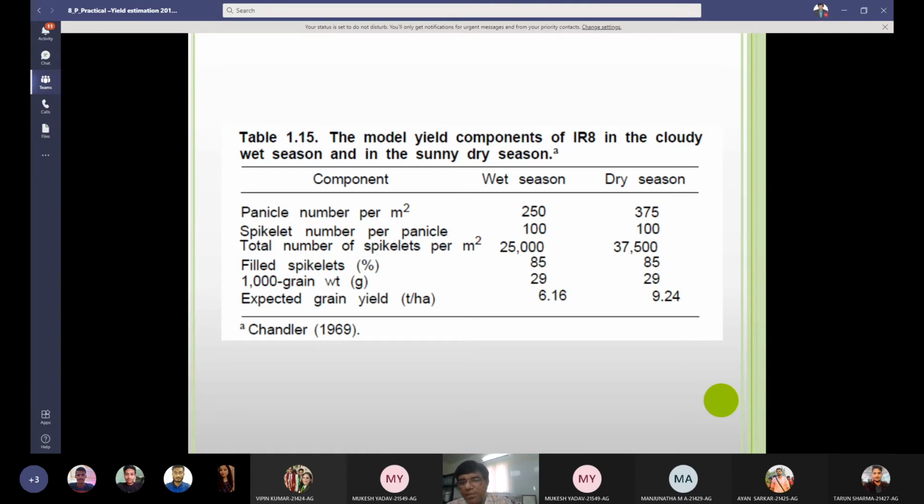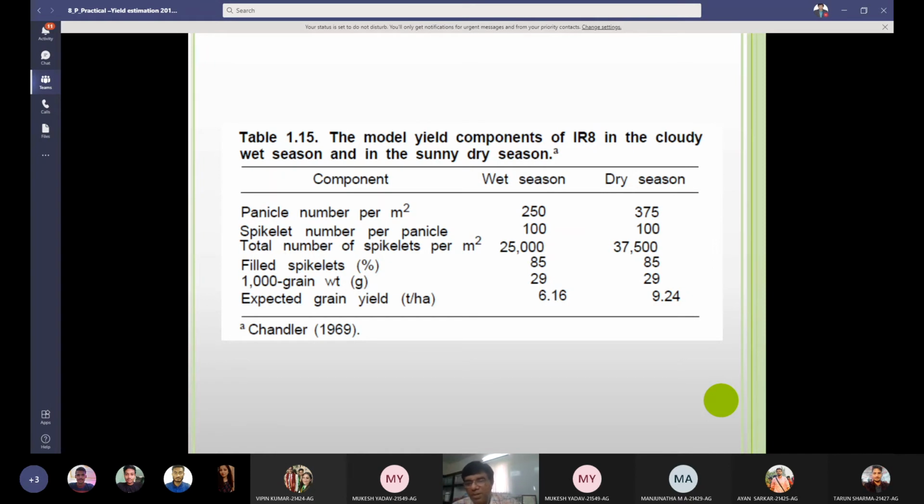Then spikelet number is the same, 100 and 100 in both seasons. The total number of spikelets per meter square was more in dry season because there may be better development of spikelets under dry season. Filled spikelet is almost the same, 85%, and 1000 grain weight is the same, 29. And expected grain yield was 6 tons in wet season and 9 tons in dry season. So the main difference was in panicle number per meter square. Now, this was the main yield component.